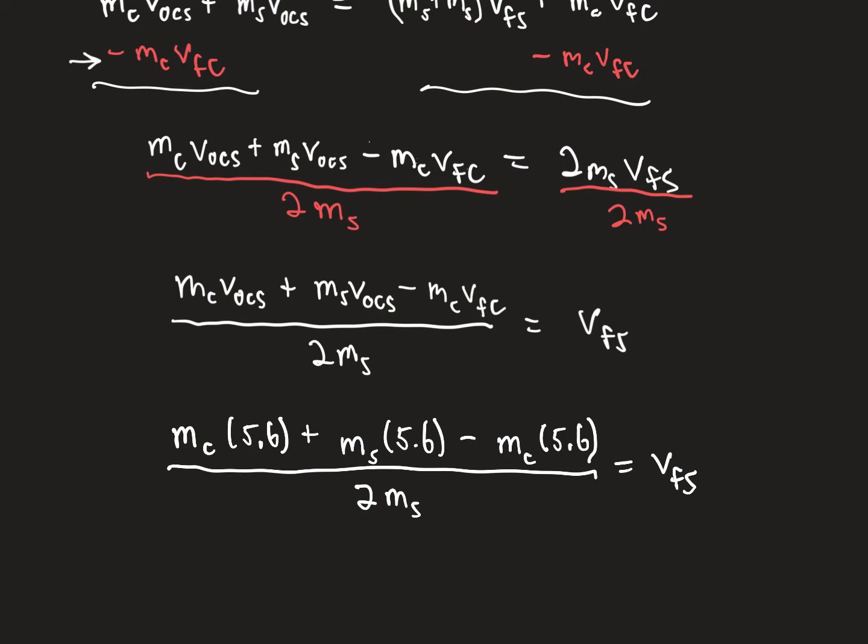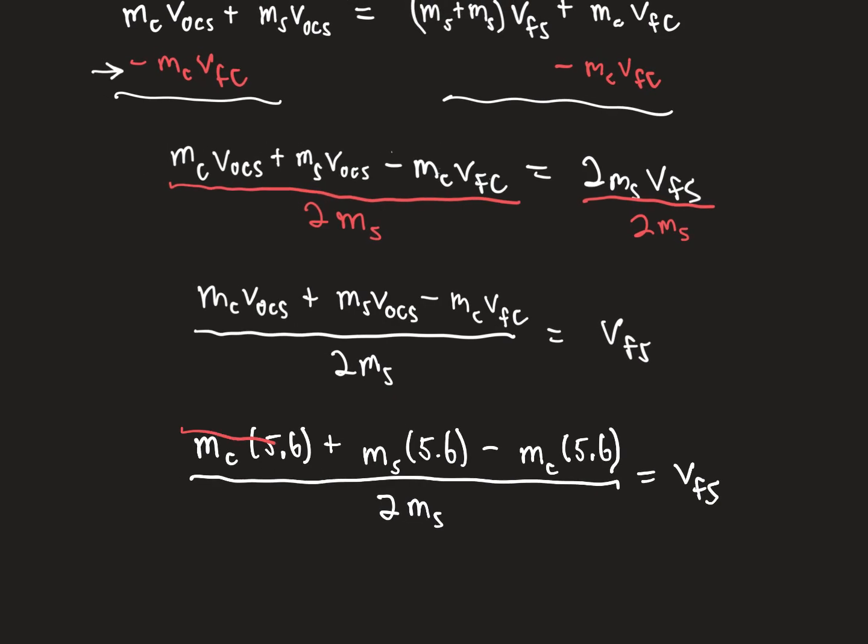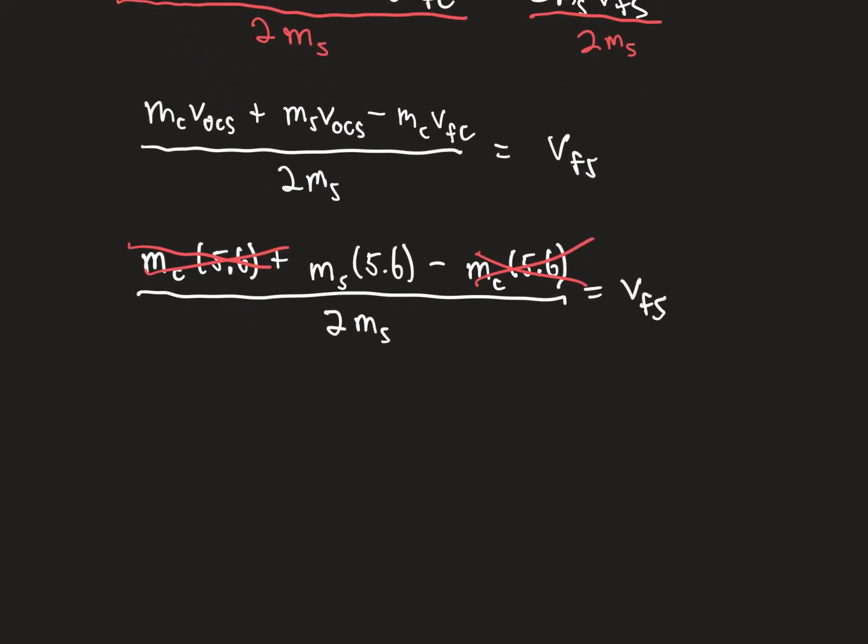How many variables do I not know? I don't know the mass of the child. I don't know the mass of the sled. I don't know the V final of the sled. How is this going to work? The M child times 5.6 cancel out. M child times 5.6 minus M child times 5.6. So those two cancel each other out. That's great. That makes this easier. So those two subtract out, and I have mass of the sled times 5.6 divided by 2 times mass of the sled equals V final of the sled.